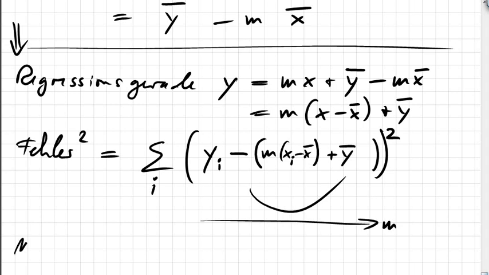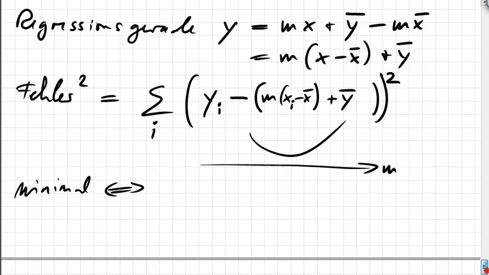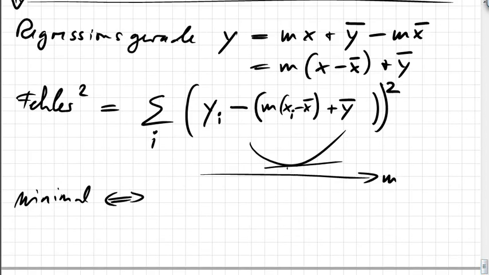Now we know that the error is minimum if and only if the derivative of this expression is 0. Then we are at the minimum down here. So 0 equals the derivative of this expression with respect to m. This gets somewhat more awkward.